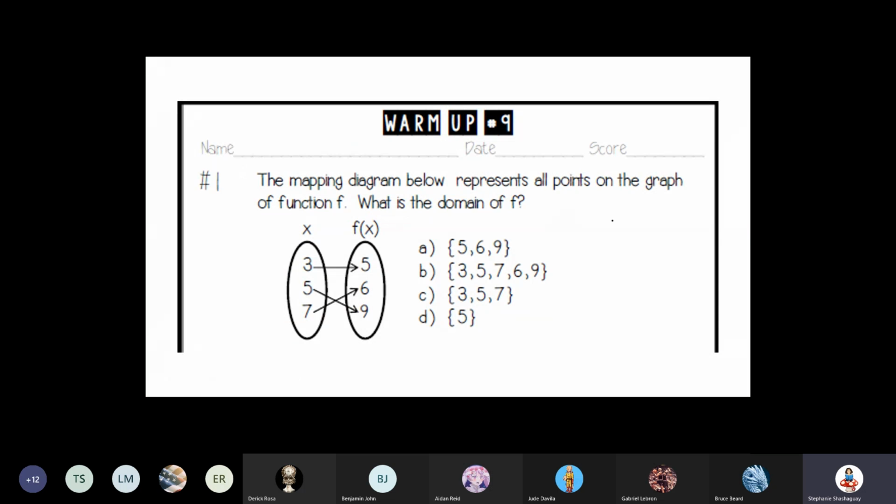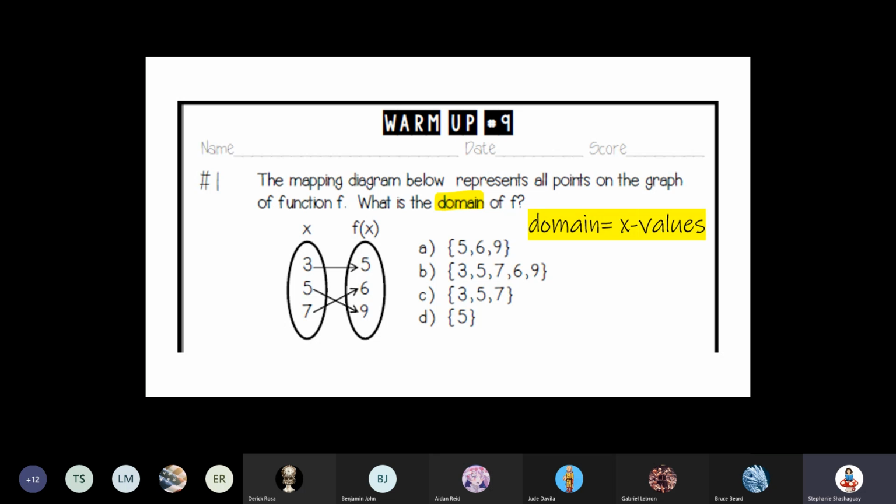All right, so for today's warm-up, number 9, we have the mapping diagram below. It represents all points on the graph of function f. What is the domain of f? Domain refers to our x values. Whenever you see the word domain, think of x values.